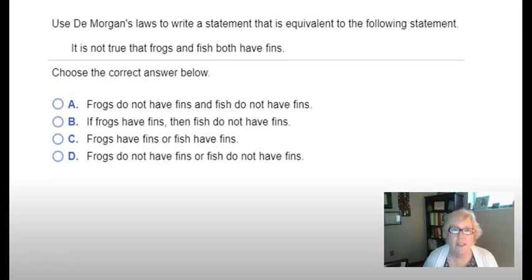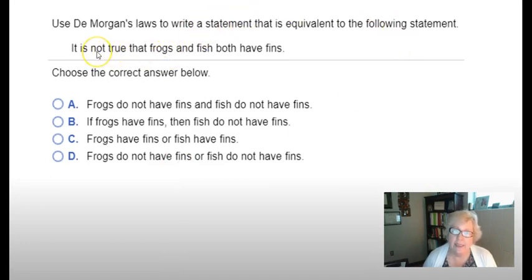Let's use De Morgan's law on these statements. If it is not true that frogs and fish both have fins, we are to apply De Morgan's law. If you start with an and, then you need to end up with a solution that is an or. In the first sentence, that is not an or statement. The second sentence is not an or statement. However, sentences C and D both have or, so they would be one of the correct ones.